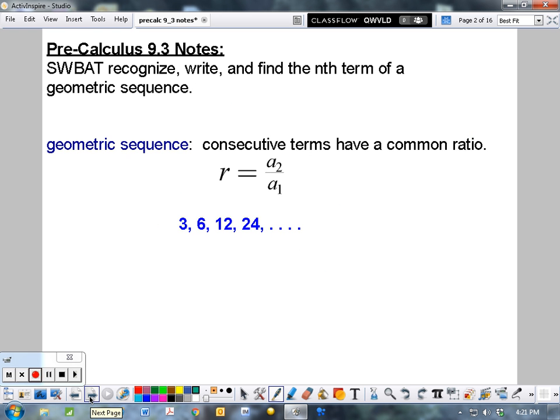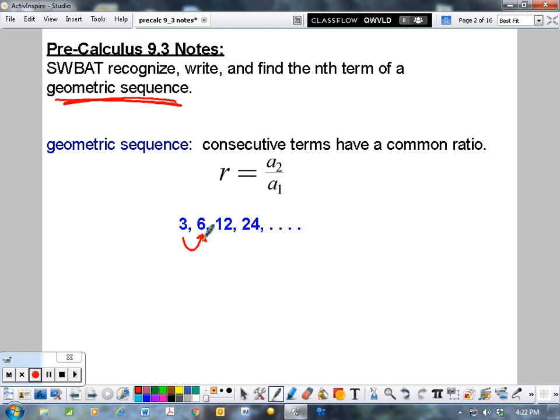And 9.3 is a new type of sequence called a geometric sequence. And what's interesting about a geometric sequence, where our arithmetic sequence before was linear, we added the same number each time. Our equation was a linear equation, kind of like a y equals mx plus b idea. With a geometric sequence, consecutive terms have a common ratio. And so what ends up happening with this geometric sequence is instead of adding the same number each time, we multiply it by the same number each time.